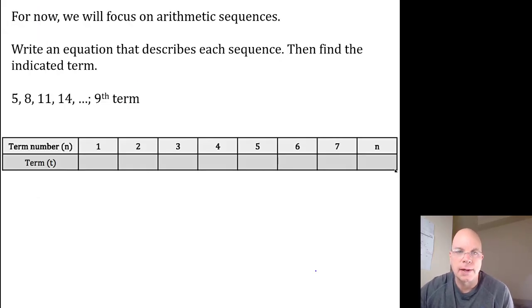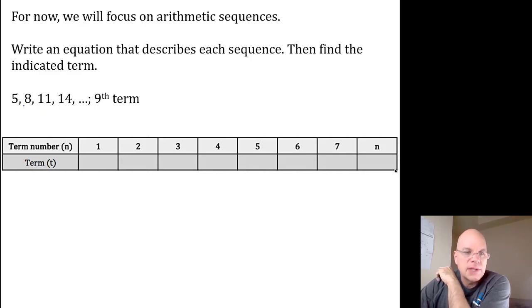Okay, so we're going to focus on arithmetic sequences, although when we do some practice we'll throw in a geometric sequence from time to time because they're fun to play around with. Write an equation that describes each sequence. Yeah, so when they say, well, we'll get to that in a second. Then find the indicated term.